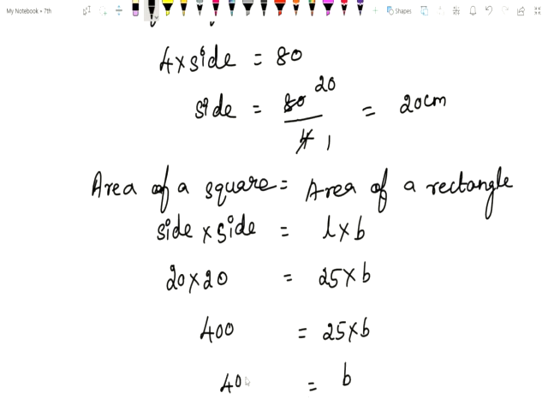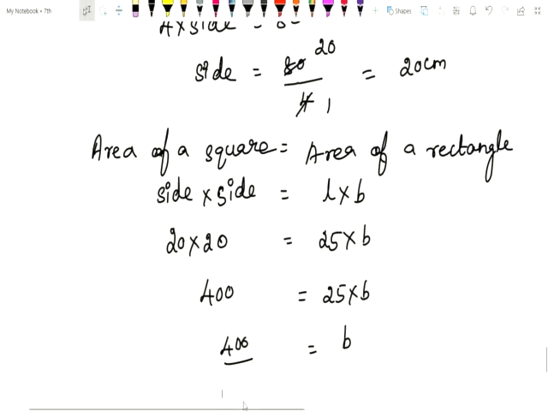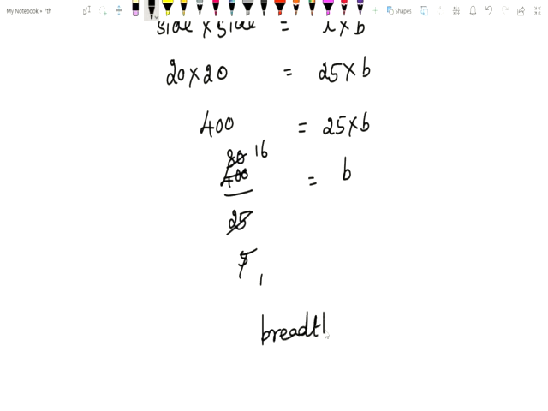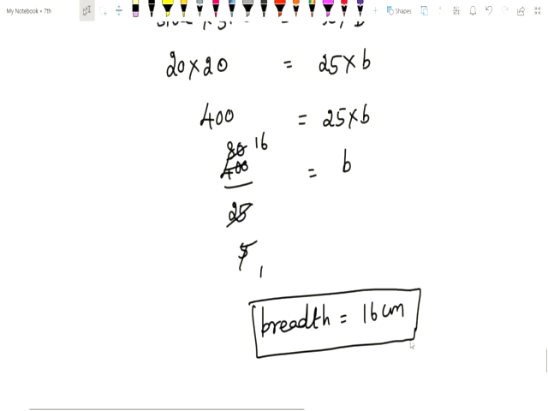So 400 divided by 25. 5 5s are 25. 8 5s are 40. 0. 5 1s are 5. 5 1s are 5. Remaining 3 30. 6 5s are 30. So B, breadth equal to 16 centimeter. Next we need to find out perimeter of the rectangle.